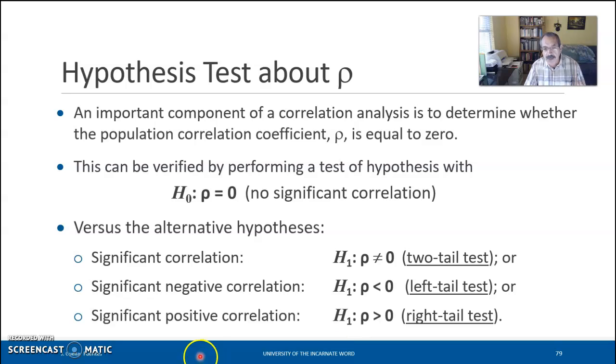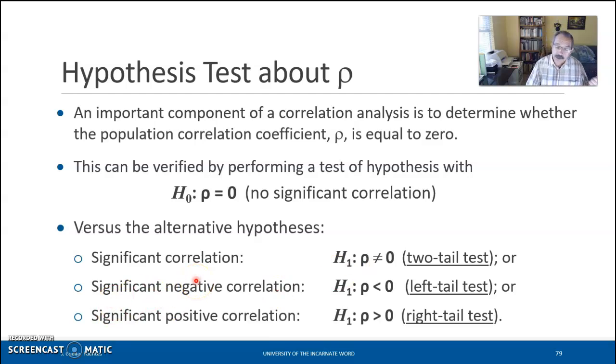So the null hypothesis that we will use in this test is that the correlation coefficient is 0. Or you can have different alternative hypotheses. You may be interested in simply demonstrating that there is a significant correlation. You don't care if it is negative or positive. In that case, we'll have the two-tailed test because we just want to show that the correlation coefficient is non-zero.